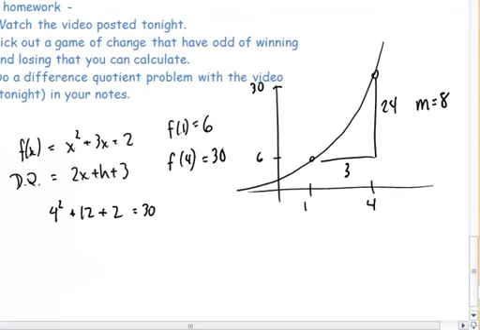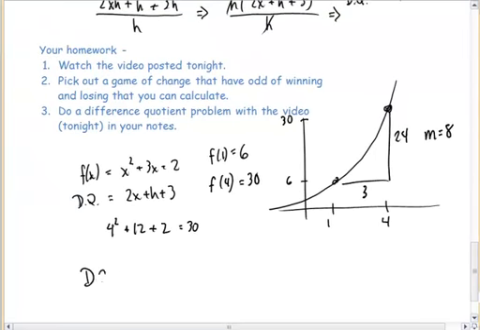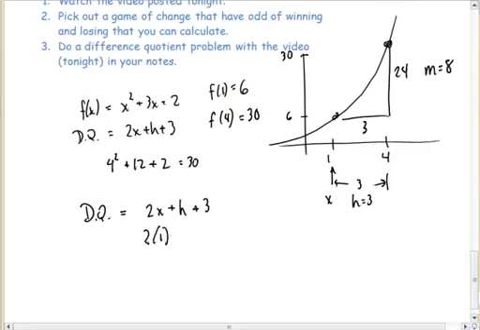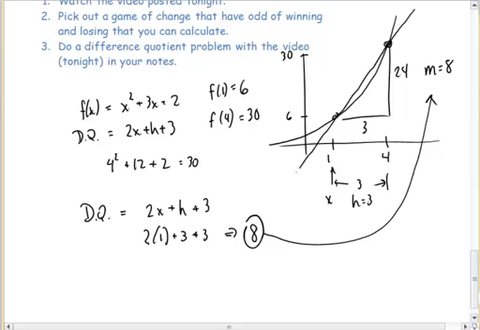Now that's what you would have to do every time you wanted to find the slope between 2 points on any curve. But with the difference quotient, since you now have it figured out for this function, you just have to plug in the x value and the h value, and you automatically get the slope. For example, this was my x value, and my h value, remember, is the difference between the x values, is equal to 3. So when you plug in those values of 2 times 1 plus 3 for h plus 3, you automatically get the value of 8, which is the difference quotient or the slope between those two endpoints. And that's the point of having the difference quotient.